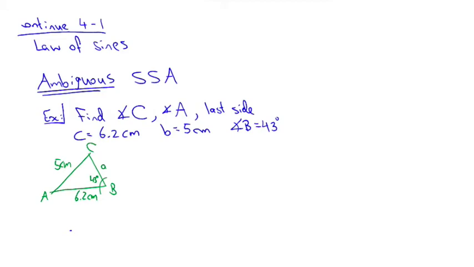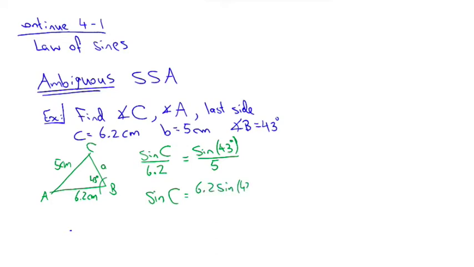Angle C. So if I set it up as sine of C over 6.2, I'll write that down. Sine of big C over 6.2, the side opposite it, is equal to sine of B, which is sine of 43 degrees over 5. All right. Then what? You could cross-multiply, but that gets in the way. You really only need to move one number. What number do you have to move? The 6.2. So just multiply both sides by 6.2, and you get sine of C is equal to 6.2 sine of 43 degrees, all divided by 5.